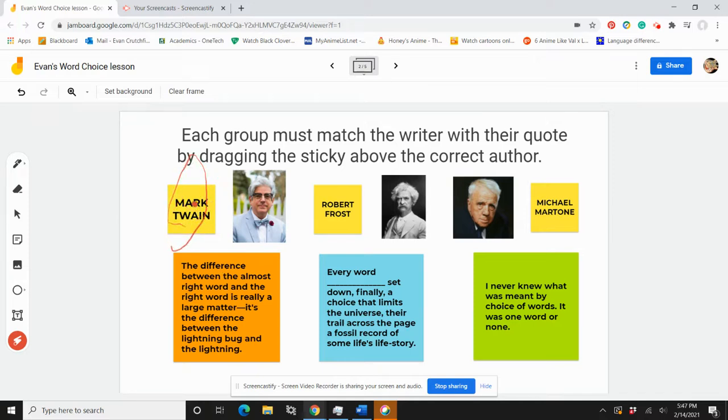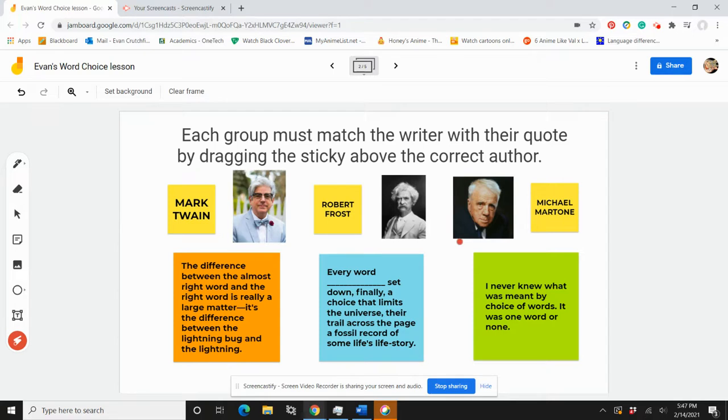So Mark Twain, they would take this, put it above that, and then also find Mark Twain, who's this gentleman in the middle with the great mustache, drag him over here above it, boom, done. And they repeat the process for the other two, which the second quote is by Michael Martone, who is this guy over here. And so they'll just drag him over there, drag his name right above it, and do the same for Robert Frost. They drag Robert Frost over above this third quote, and of course his picture as well. And boom, done with slide two.